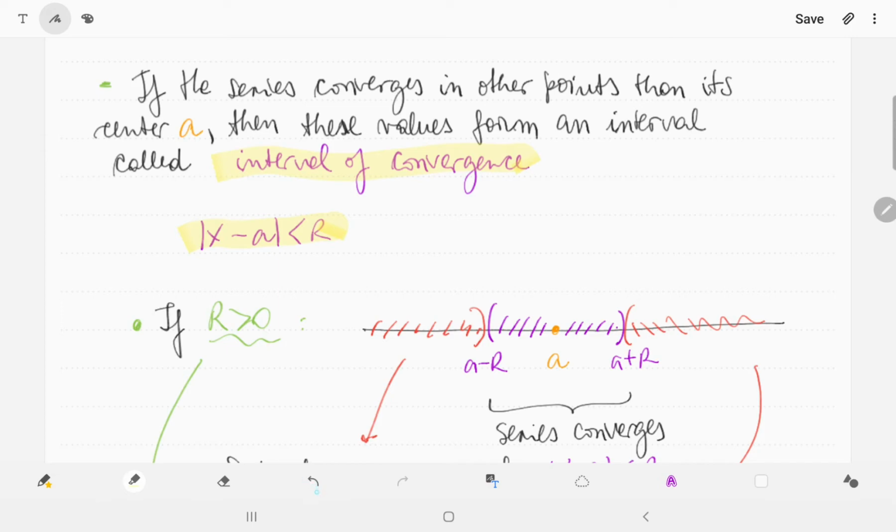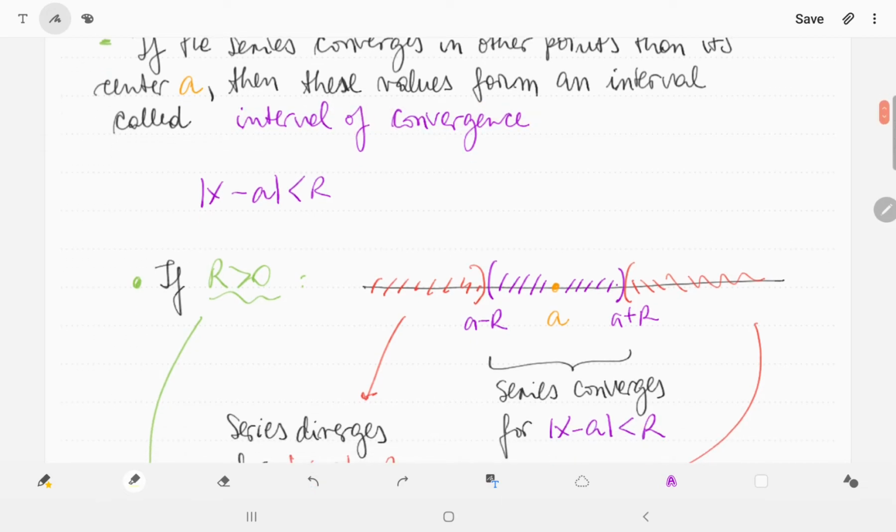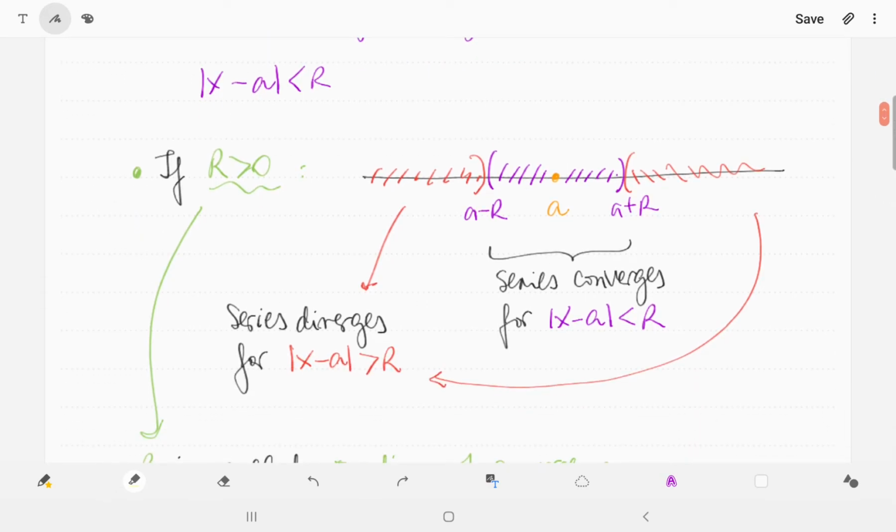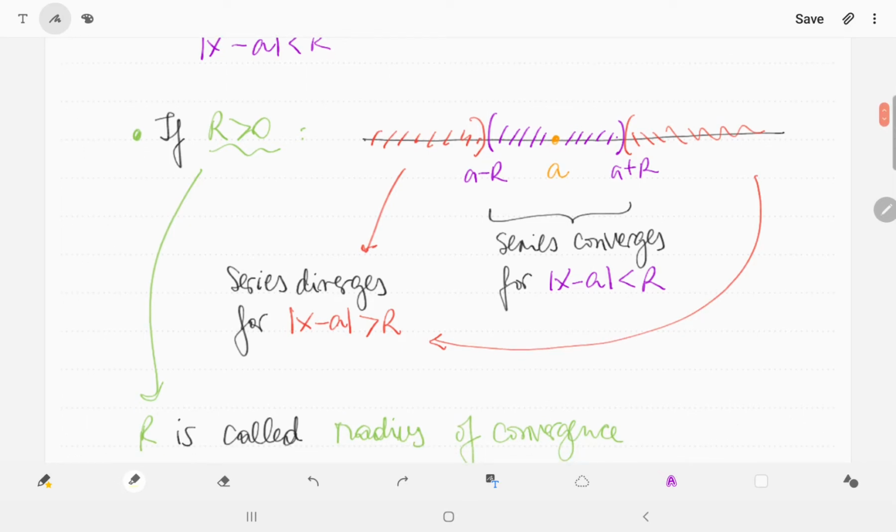These are the points x whose distance to a is less than r, and r will be called the radius of convergence. So if this number happens to be finite and positive, of course, then the picture that we get is this one that we have here. We will have this interval of convergence. We have the center a and these extremes of the interval. And we will know that inside this interval, the series converges, and outside the interval, the series diverges. That's what we will know.